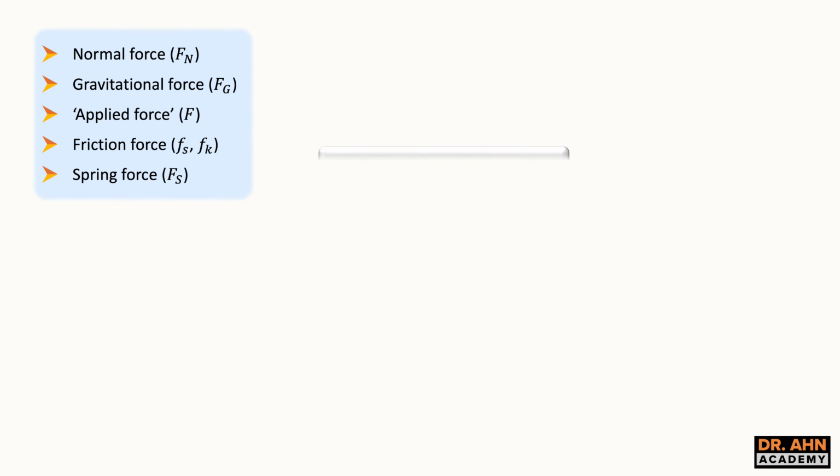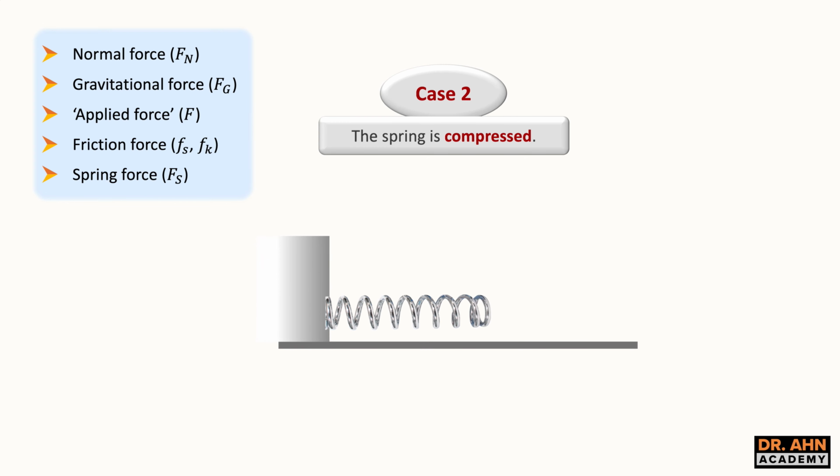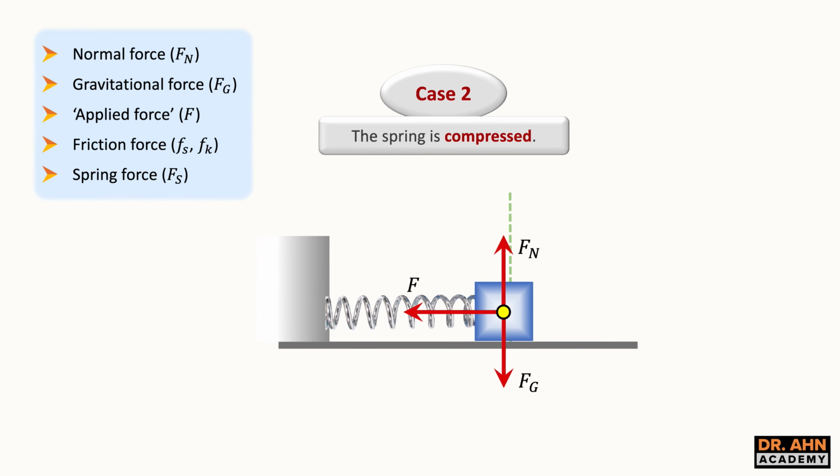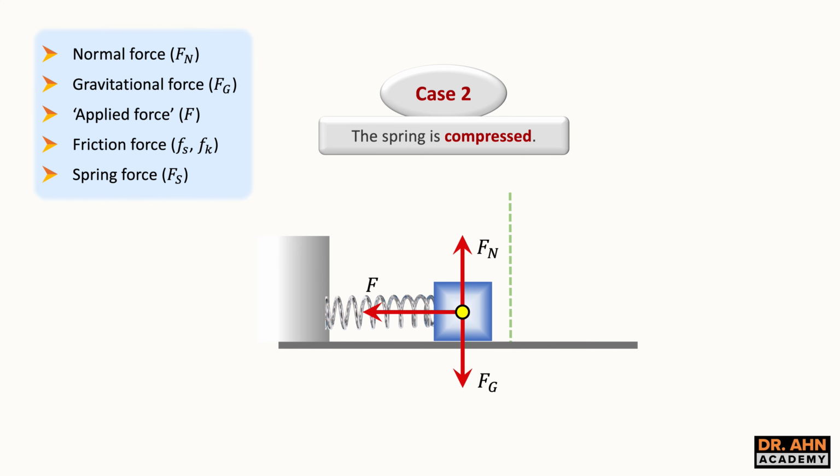Now, case number 2. Originally, the spring is in the relaxed state, and now we're going to push the object to compress the spring. Then the spring will exert a force on the object in the opposite direction to get back to the relaxed position again. And this is the free body diagram.